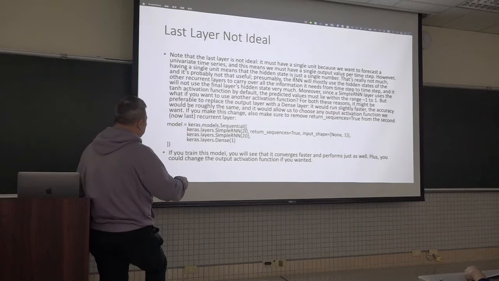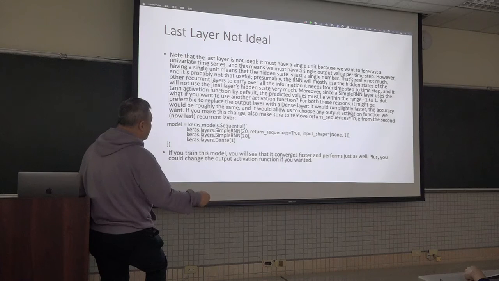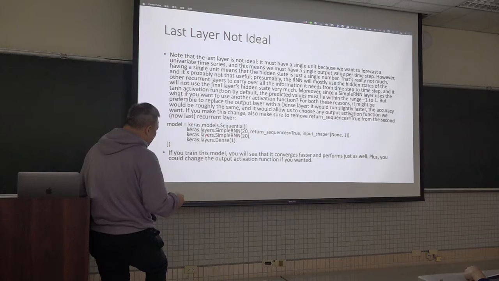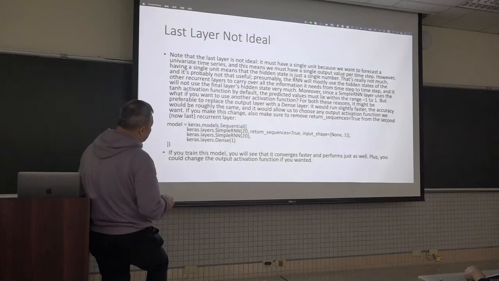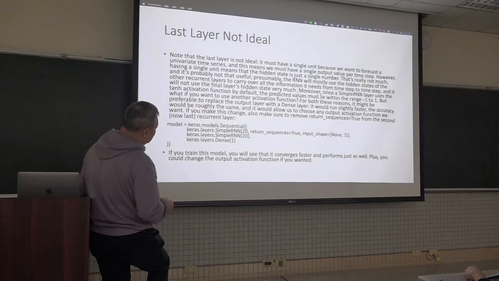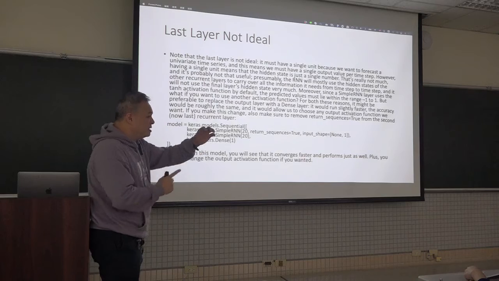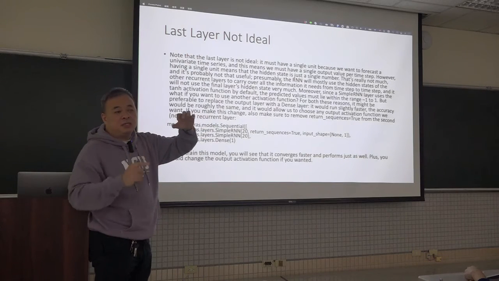Okay, so we are doing something like this. Okay, so return sequence equal to true. But for this one, the Keras layer SimpleRNN, the second layer, we don't set return sequence equal to true. Why? Because the last layer is a dense layer, right? Because it is a dense layer, it does not expect the sequence input.